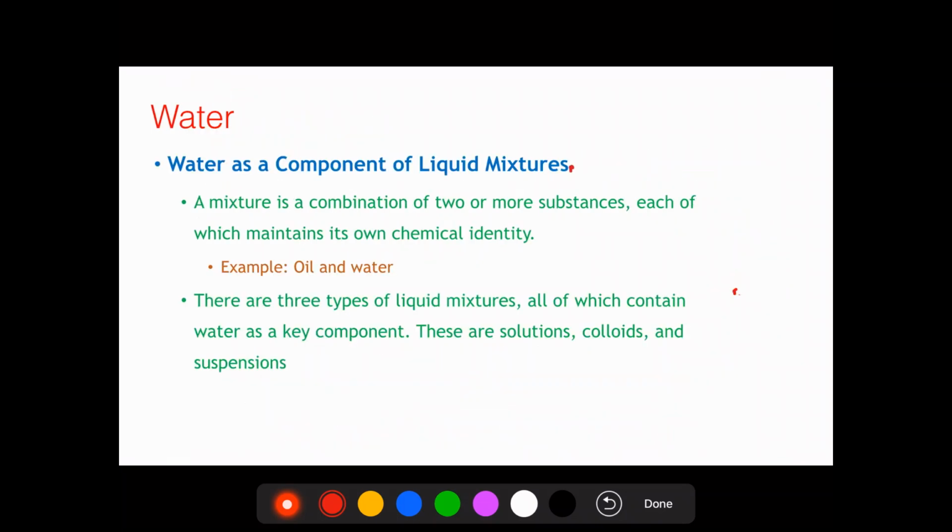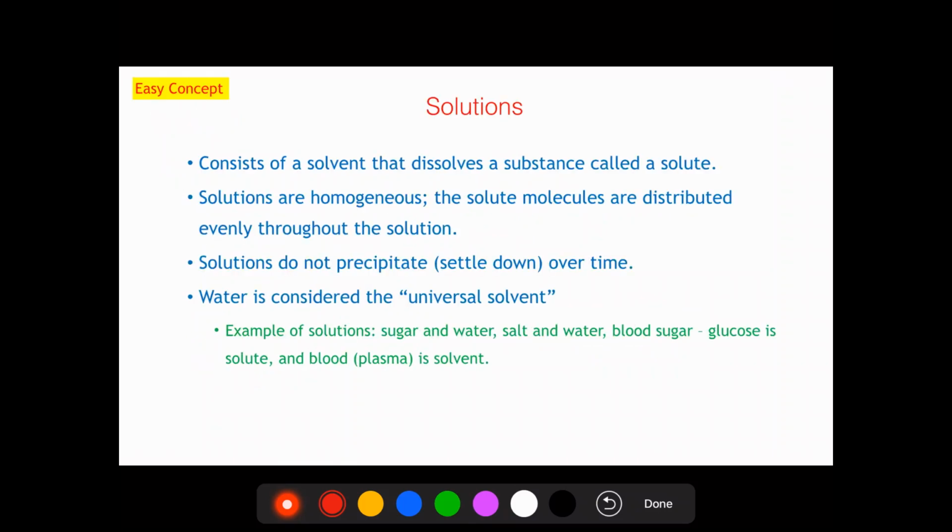Also, water is a component of liquid mixtures. These liquid mixtures, we will see several types: solutions, colloids, and suspensions. The main component of all of them is water. It could be oil and water, which don't mix, or water and milk, water and juice, water with anything. But usually, the main component of these liquid mixtures is water, and there are three types: solutions, colloids, and suspensions.